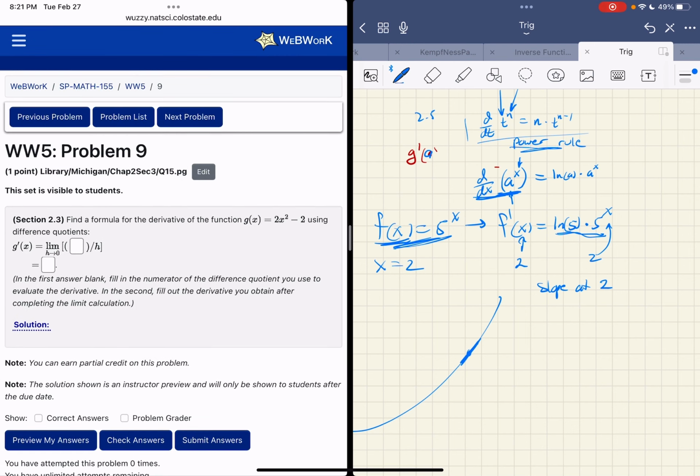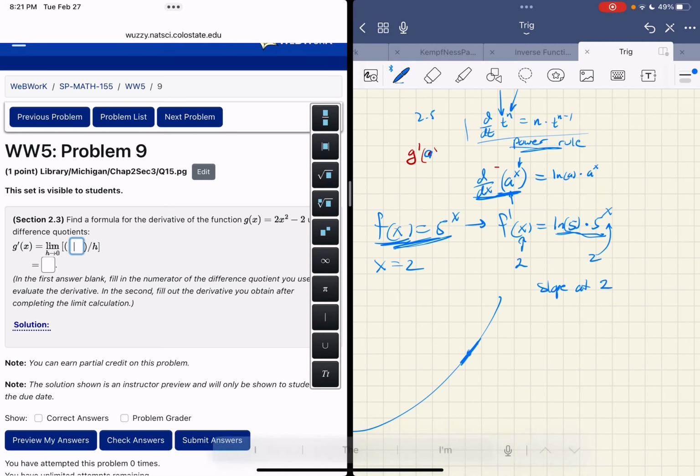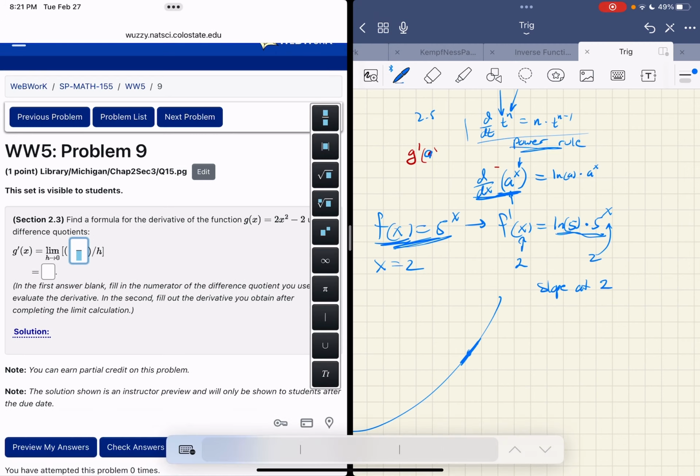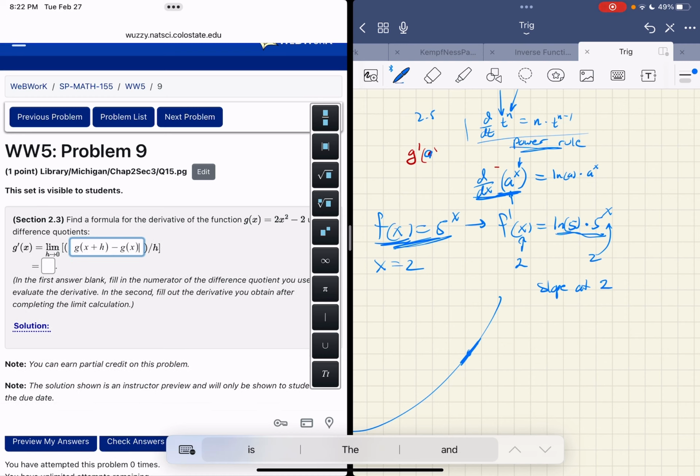All right. Okay, this one. Another really popular question in office hours. So ultimately what we're going to put here is g of x plus h minus g of x. And we're going to divide this by, oh, no, we're not going to divide by h. It's divided by h outside. Okay, this is ultimately what we want to put there, but what is g of x?